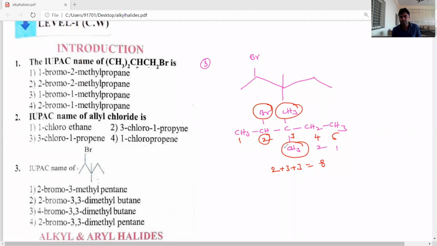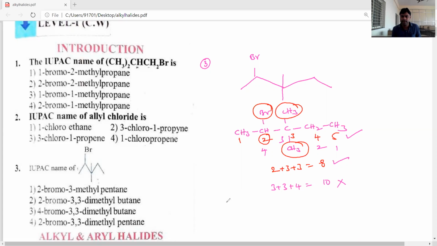This is 3, this methyl substituent came 3, and the bromine position came 4. 3 plus 3 plus 4 is equal to 10. According to the least sum rule, we have to number from the left side only. Then bromine, according to the alphabetical rule, the bromine name will come first when compared to methyl.